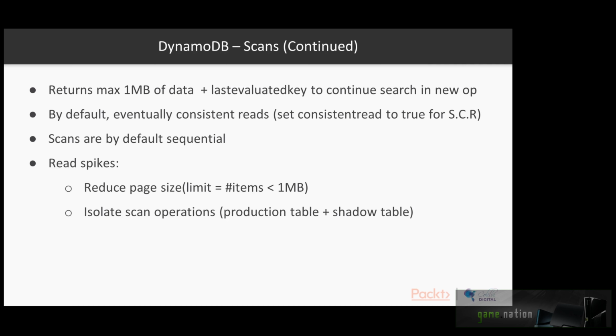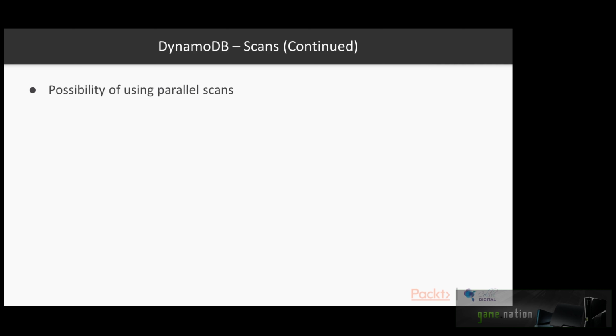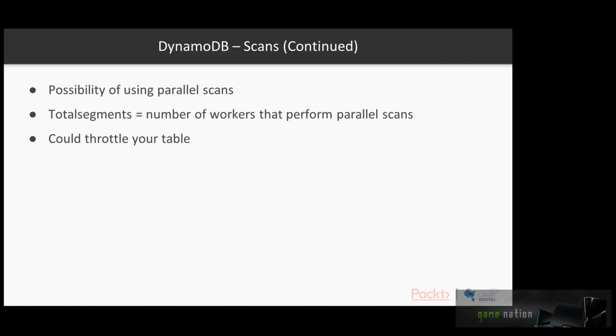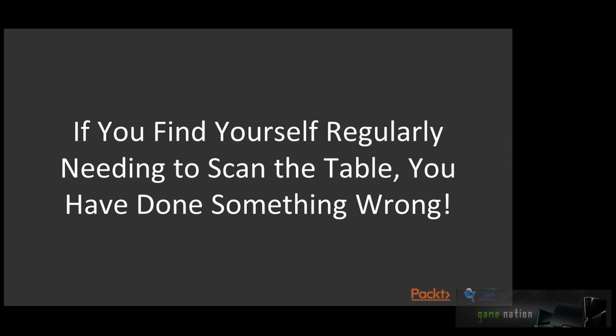But either way, what I want you to understand is that a scan is a compromise. If you're having to scan your table, it means you probably designed something wrong. There is the possibility of doing parallel scans, and with this the total segments is equal to the number of workers that perform those parallel scans. But it can consume all of your read throughput and throttle your table, and scans are massively less efficient than a query operation. So again, if you find yourself regularly needing to scan the table, you've done something wrong.